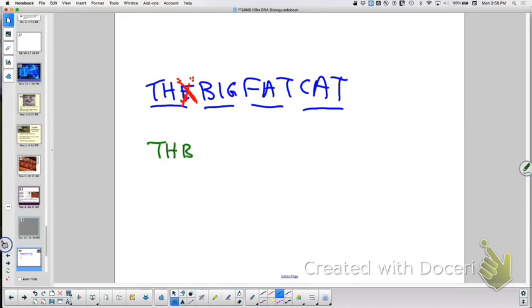THB, then the next one would be what? IGF, the next one would be ATC, and then AT, okay? It doesn't make any sense this way because everything is perfectly set up. Every 3 bases is a codon. So that's why it's called a frame shift. Your whole point of reading, your frame is off by 1. So when you have a deletion of just 1 base, that's really bad.